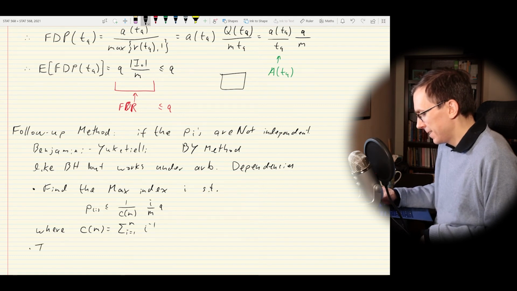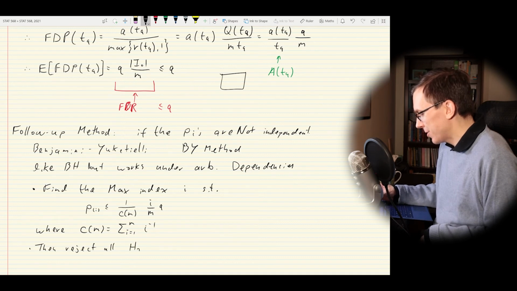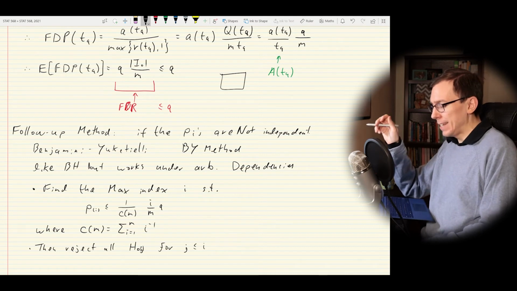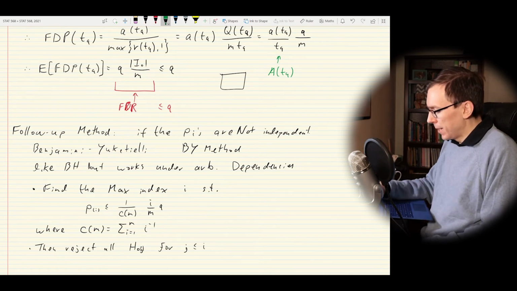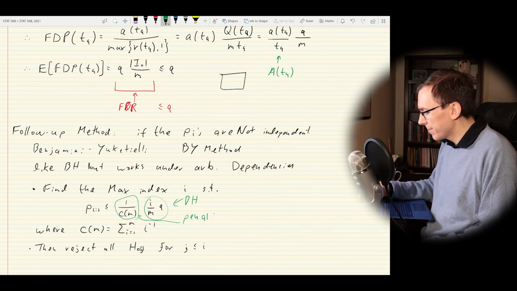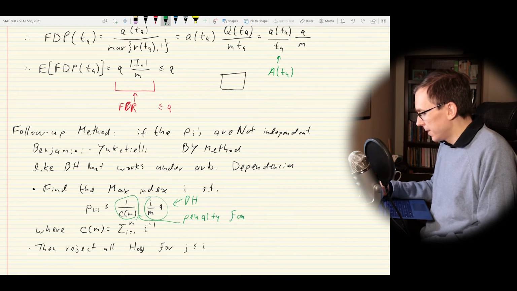Then reject all H_0j for j less than or equal to i. So we do the exact same thing. We find the largest index such that this condition is met, but we have two pieces here. We have this piece, which is just Benjamini-Hochberg, and we have this piece, which is the penalty for lack of independence.